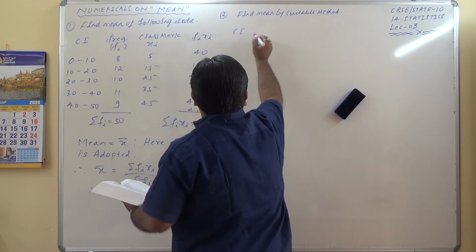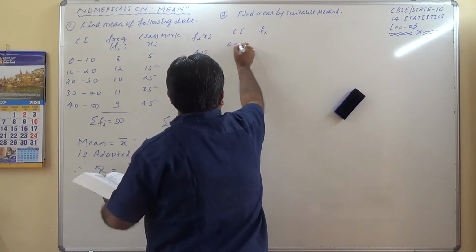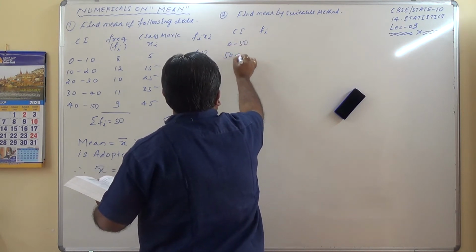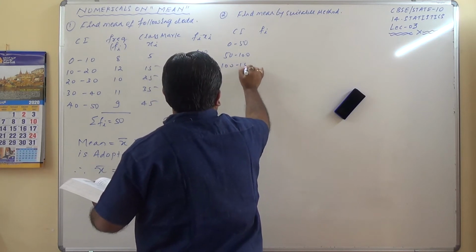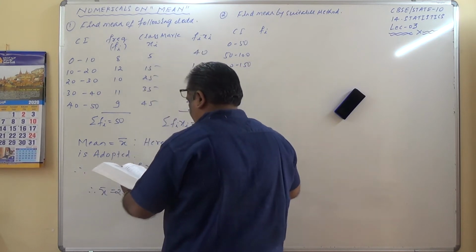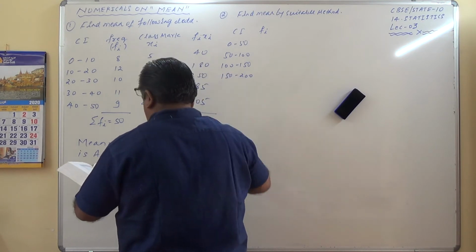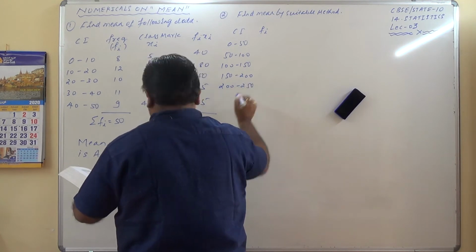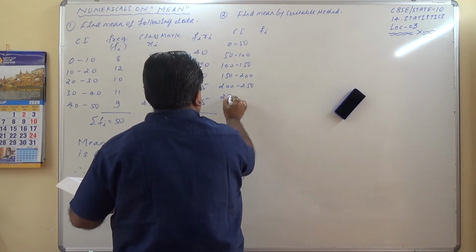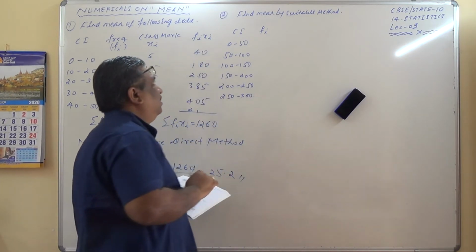Class interval is given, frequency is given. Class interval 0 to 50, 50 to 100, 100 to 150, 150 to 200, 200 to 250, and 250 to 300.